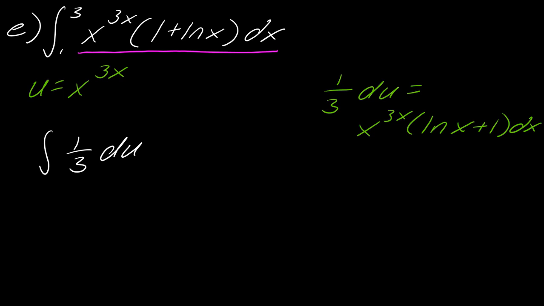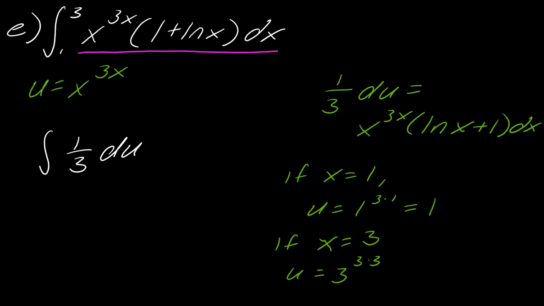So just recall how this works. If x equals 1, starting with the lower limit of integration, that would mean that my u will equal 1 to the 3x, 1 to the 3 times 1. So that just equals 1. And then if x equals 3, my u will equal 3 to the 3 times 3, so that's 3 to the 9th, which equals 19,683. So now I can also replace my limits of integration with 1 and 19,683. And so now I can actually integrate.